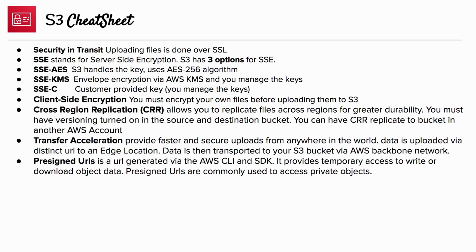Then you have pre-signed URLs, and this is a URL generated via the AWS CLI or SDK. It provides temporary access to write or download to an object via that endpoint. Pre-signed URLs are commonly used to access private objects.